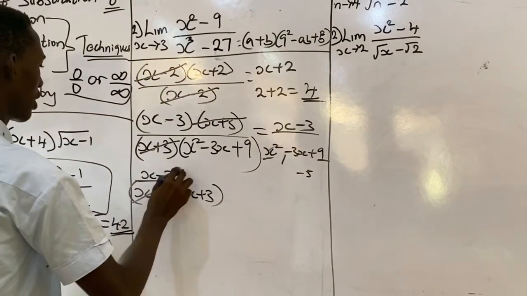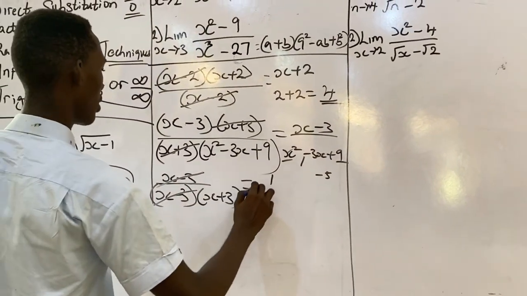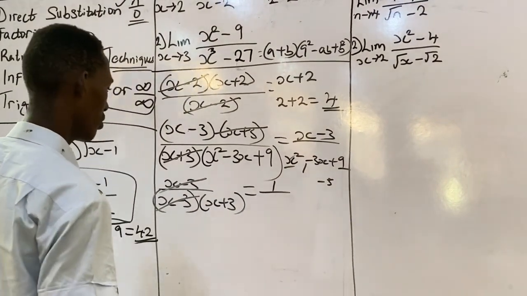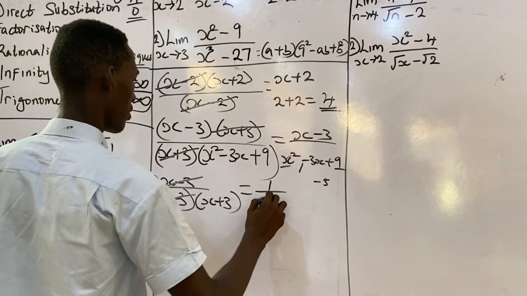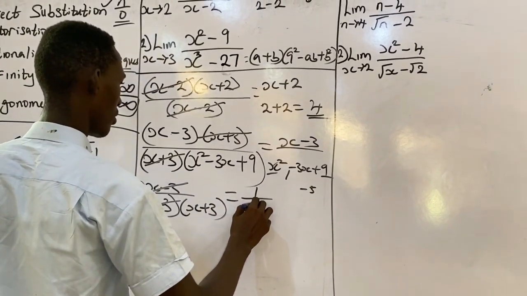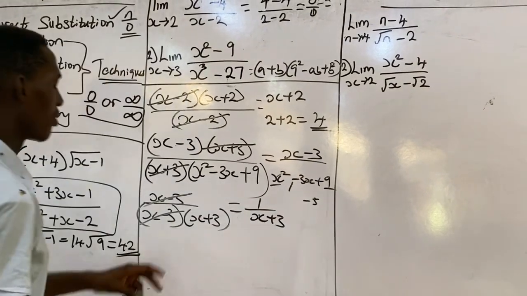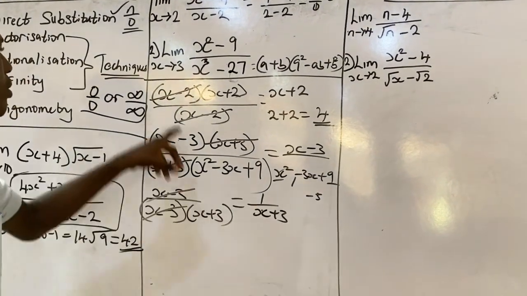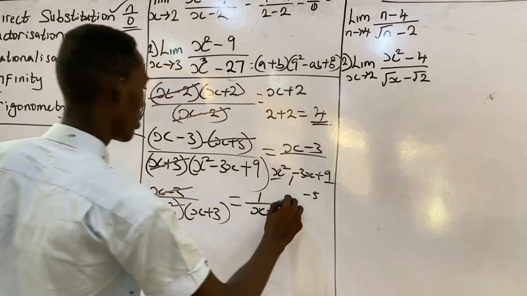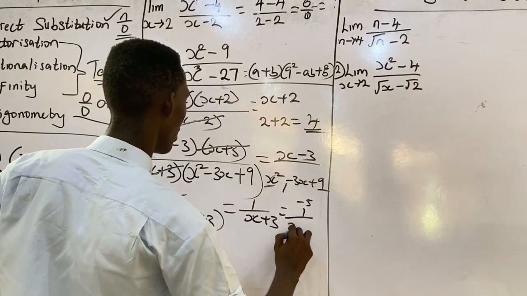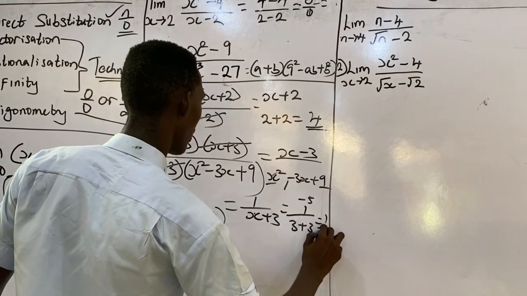Therefore, this will cancel this. I am left with 1 over what? You are limiting it to what? 3. So that's 1 over 3 plus 3, which is 1 over 6.